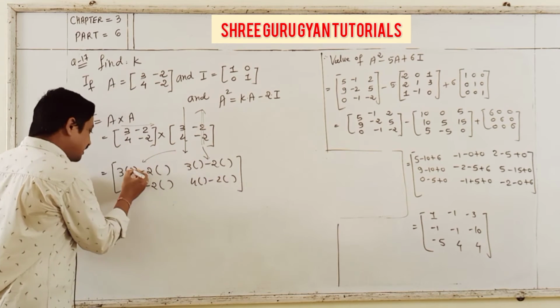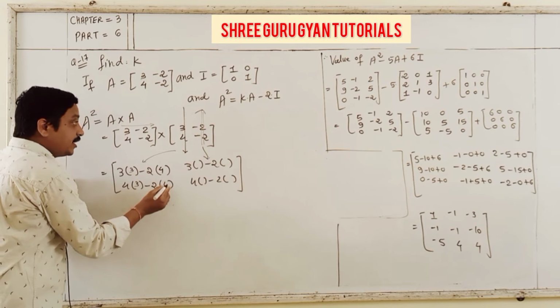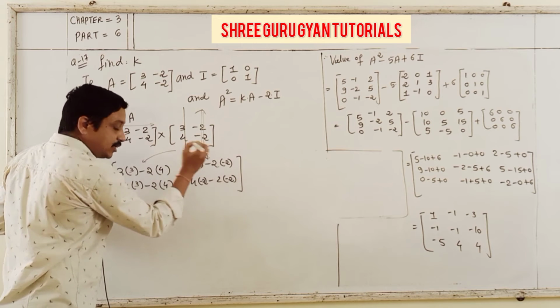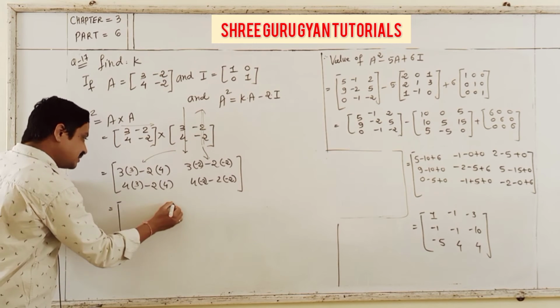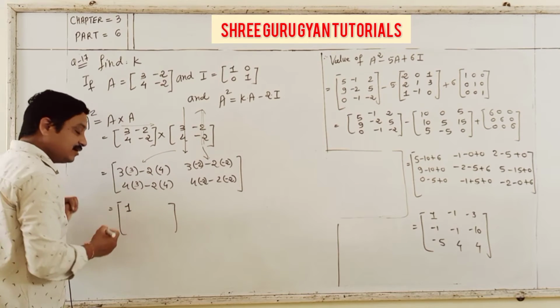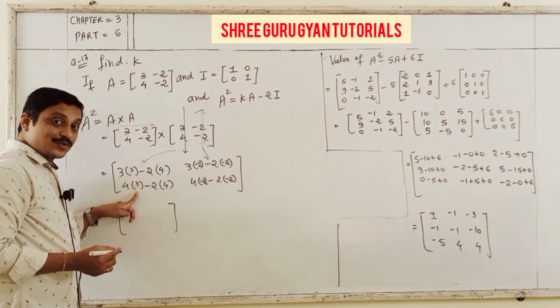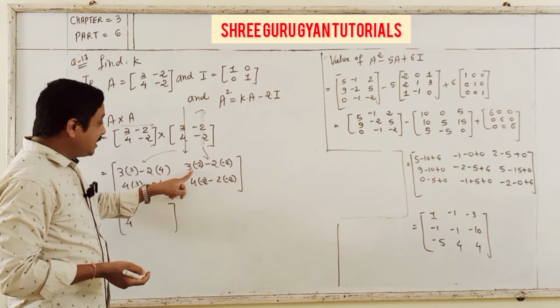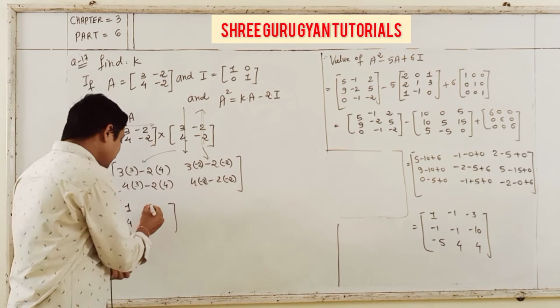So 3, 4, attach that. Next, minus 2, minus 2. Say minus 2, minus 2, and the answer is coming 9. Say there is a 9. 9 minus 8, 4 is 12. 12 and 4 is 8. It is 4. Next, minus 6 plus 4 minus 2.